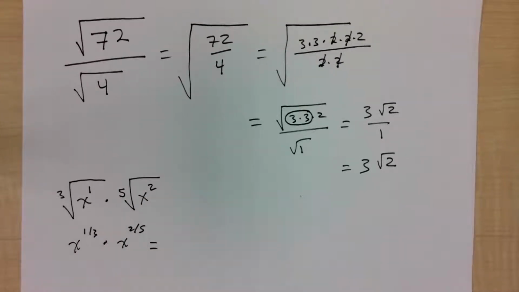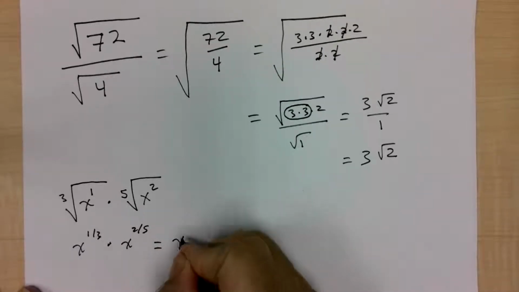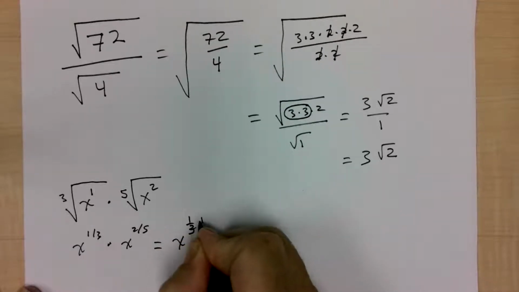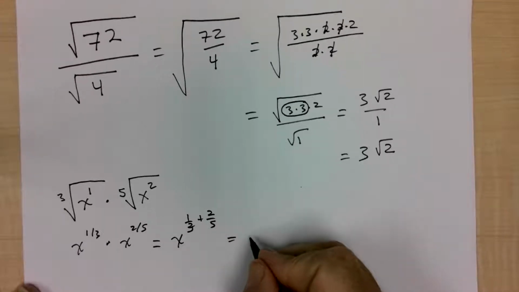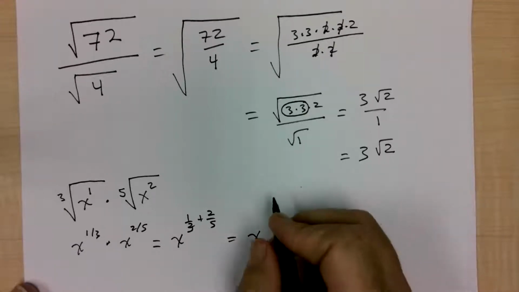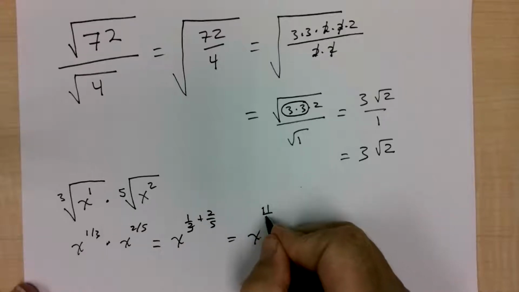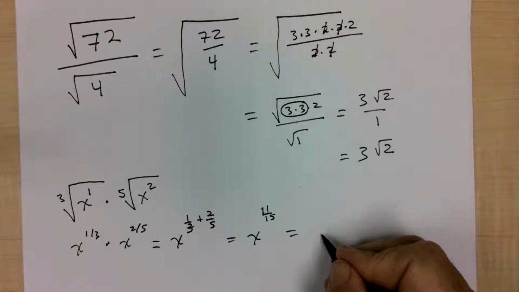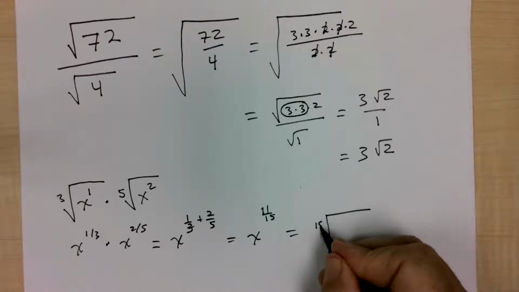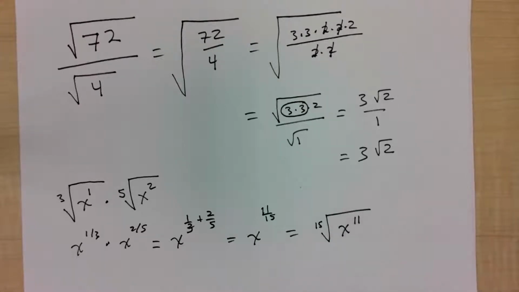If this happens, you have to go ahead and do x to the 1/3 plus 2/5. 5 and 6 is 11/15, so that's x to the 11/15, which would be the 15th root of x to the 11th. So in the event the indexes are different, it's not quite as simple as just putting them together.